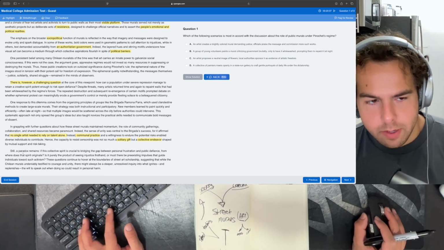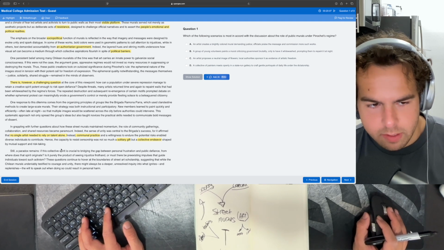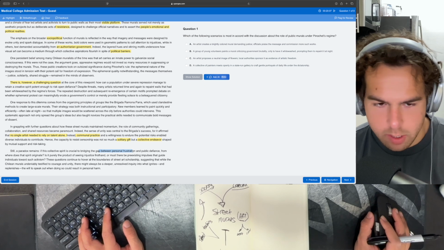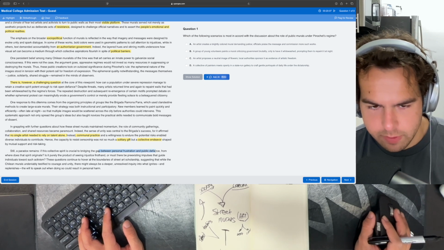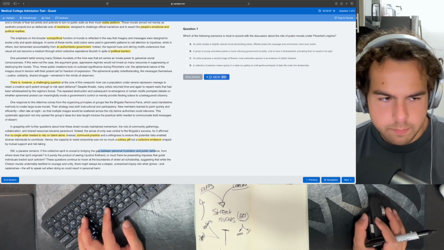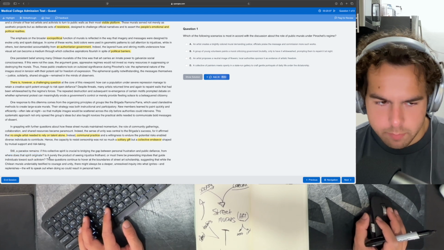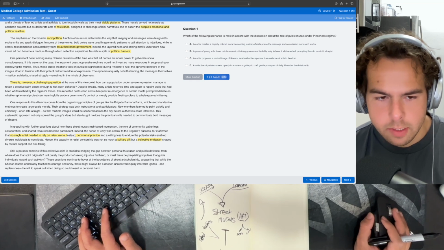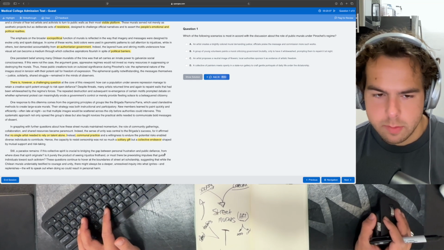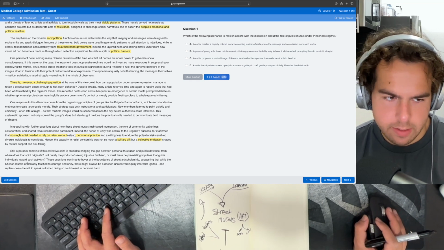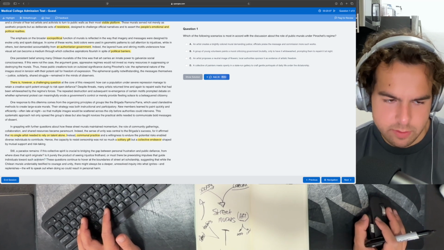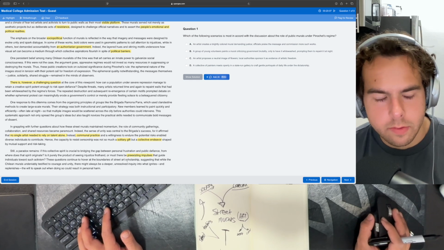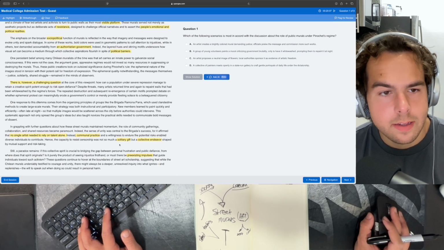Last paragraph. A paradox remains if the collective spirit is crucial to bridging the gap between personal frustration and public defiance. Where does that spirit originate? Is it purely the product of seeing injustice firsthand, or must there be some pre-existing impulses that guide individuals towards such activism? Okay, this is a new thought. This is like the author bringing in kind of a new idea.